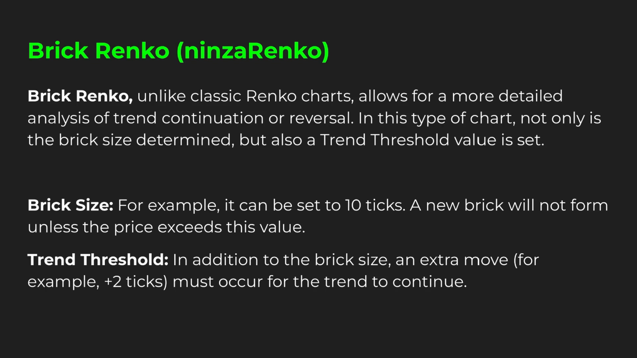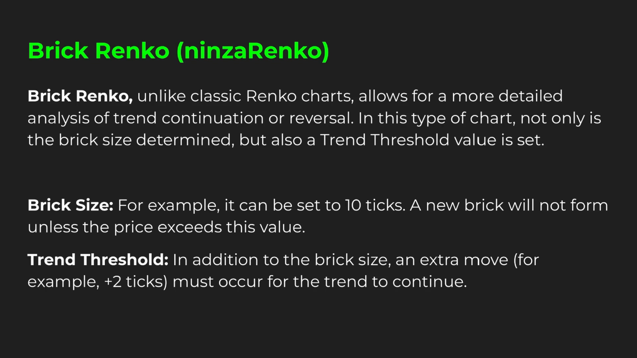In classic Renko, we just entered the pip or tick size, we only had one option. Here, we also have a second setting, a filtering setting. What are they? Let's see. Brick size, for instance. It is set to 10 ticks. A new brick will never form unless the price exceeds this value. This is something found in the classical Renko anyway.